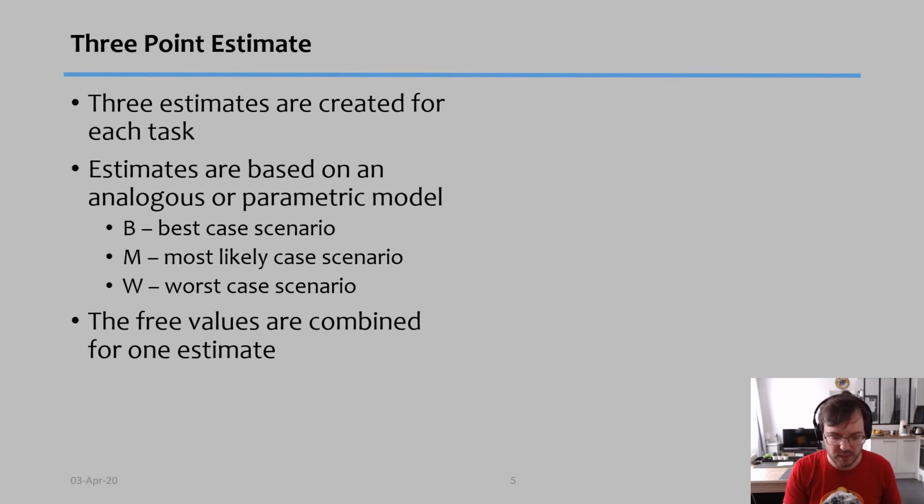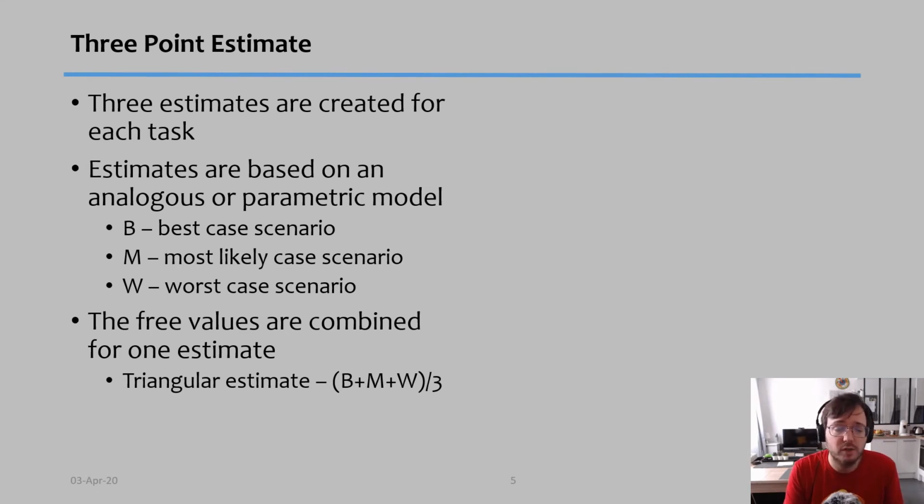So I come up with these 3 values. Which number should I actually use? Should I use the best case scenario, the most likely, or the worst case scenario? Well, that estimate would have a lot of mistakes, would have a lot of risk incorporated into it. So there are 2 different calculations. The first one is called a triangular estimate, and it's basically an average.